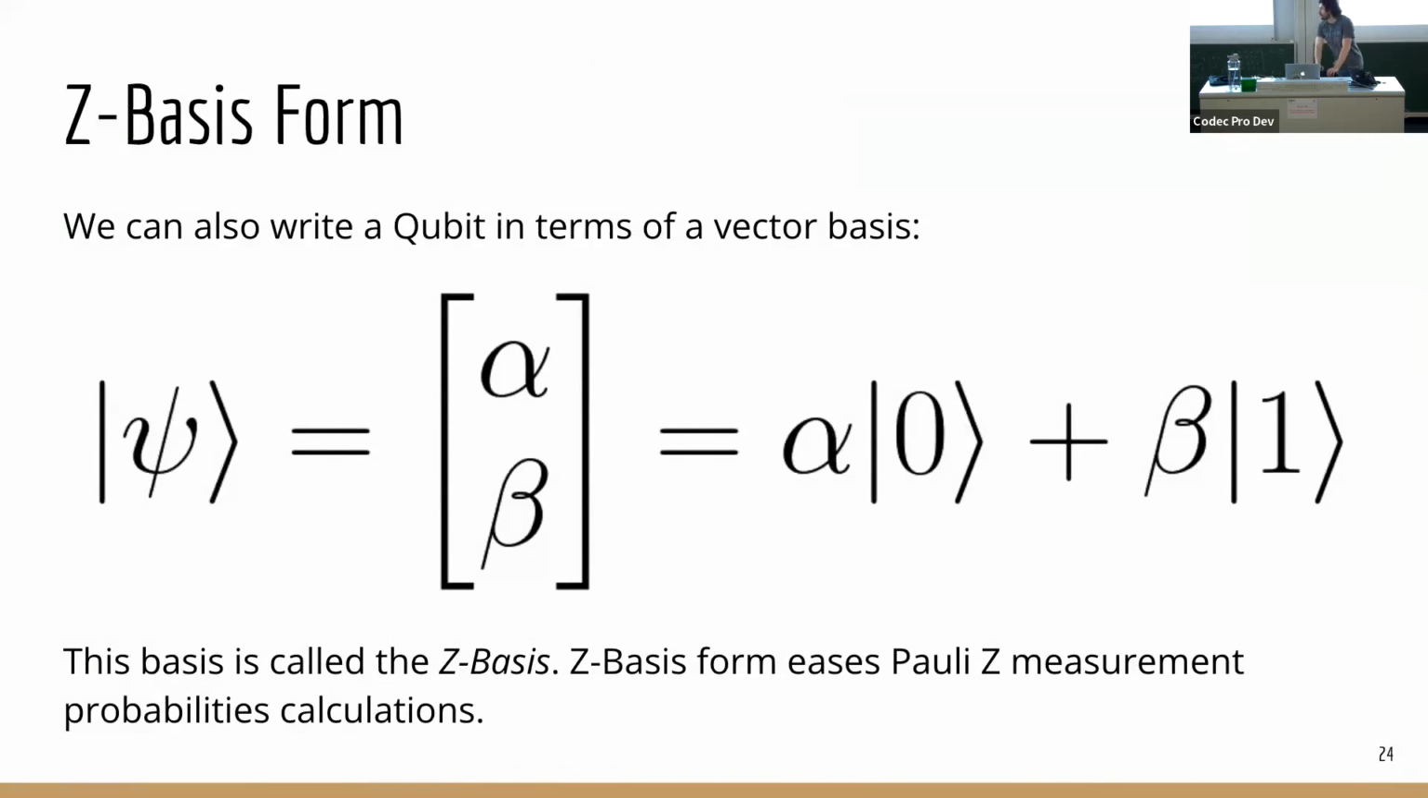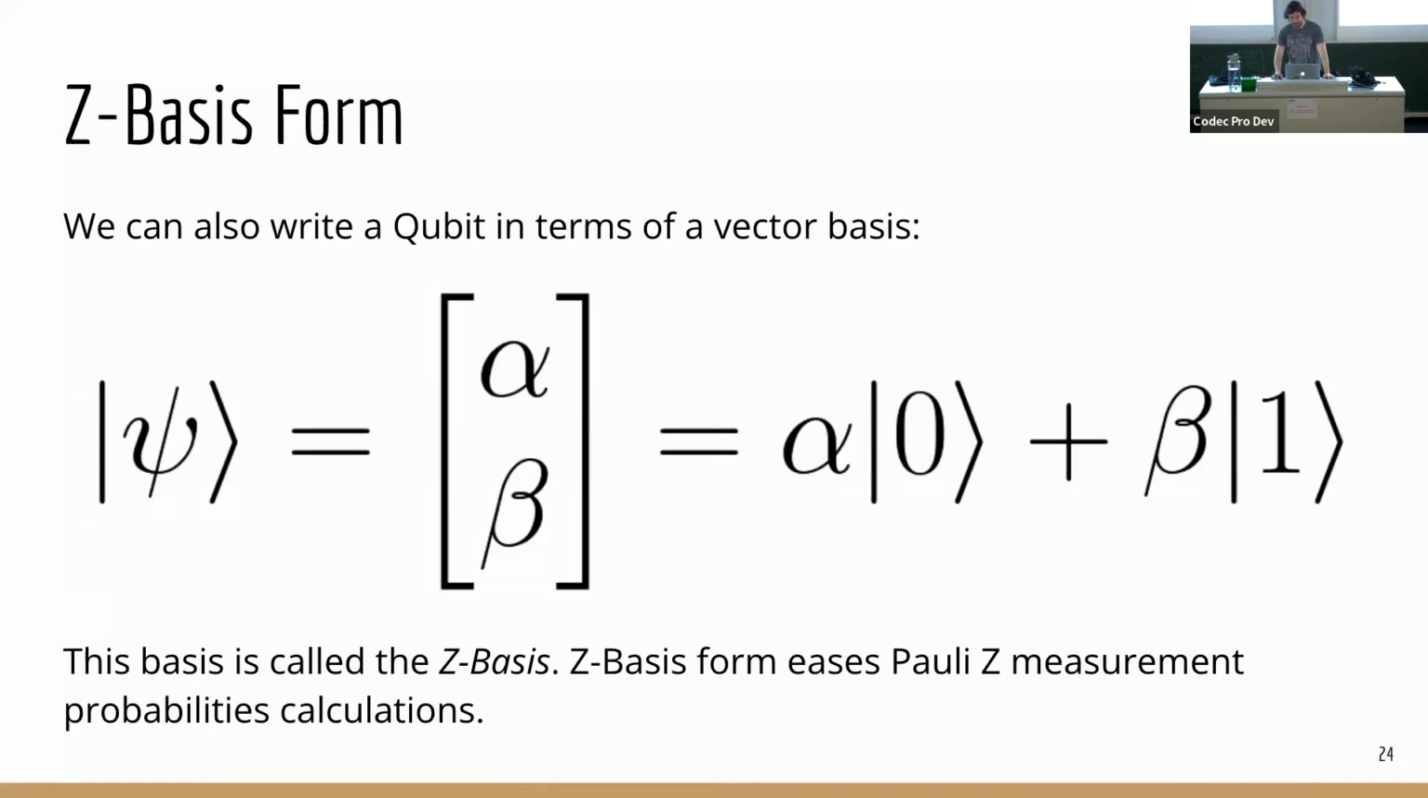So to make our qubits a little bit easier to work with, we are going to introduce a basis that we can write our qubits in, which will ease our calculations a little bit down the line. So we can write any qubit in terms of the Z basis form. All that this is, if we have some qubit psi with entries alpha and beta, we can write it as alpha times the 0 ket plus beta times the 1 ket.